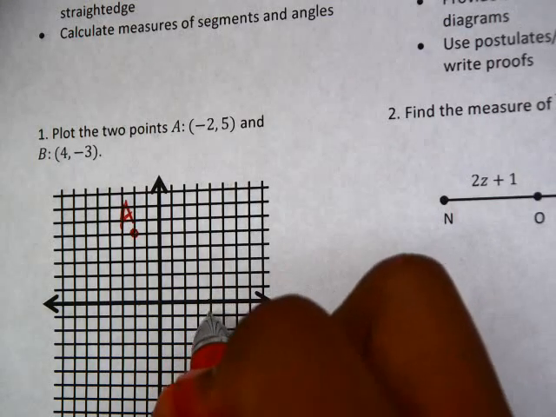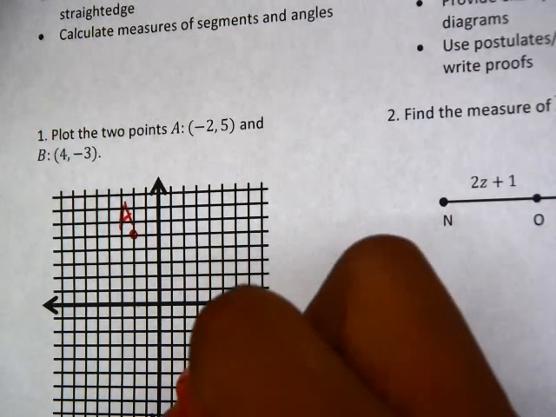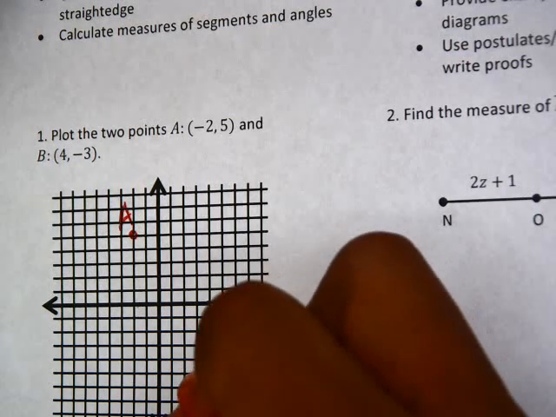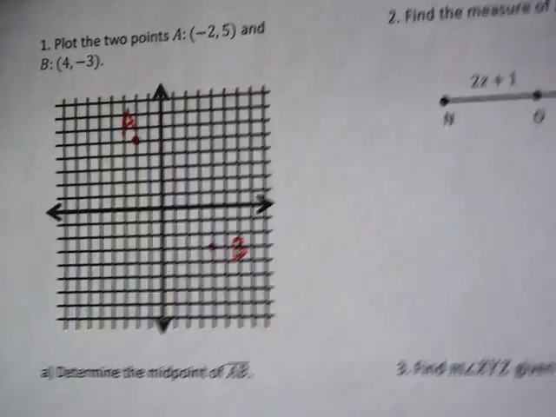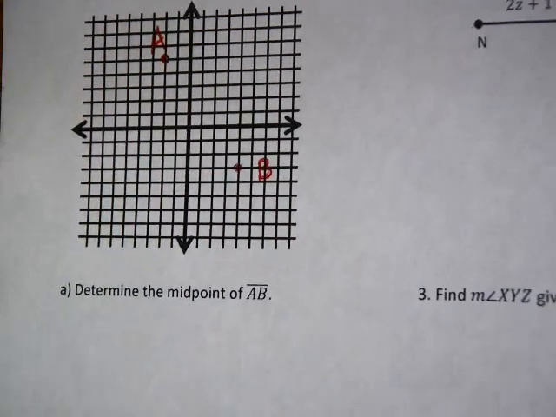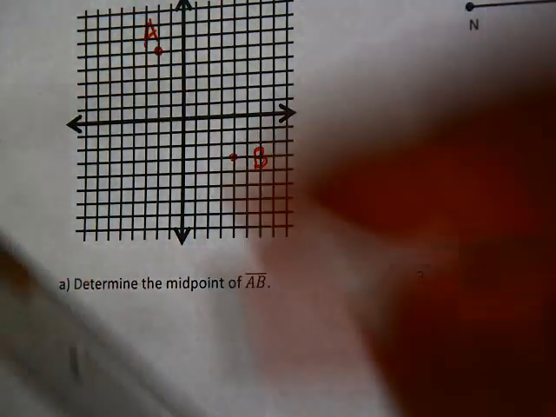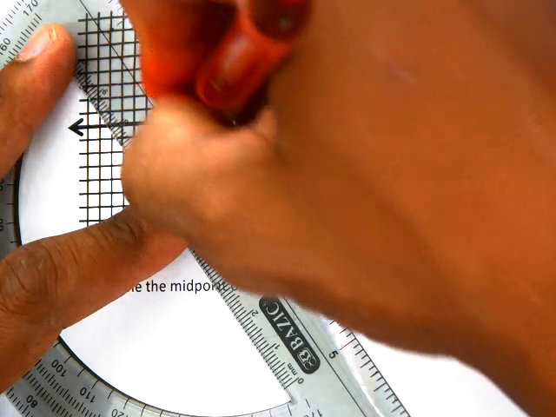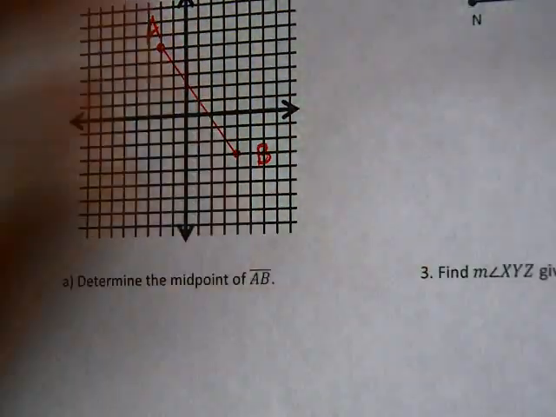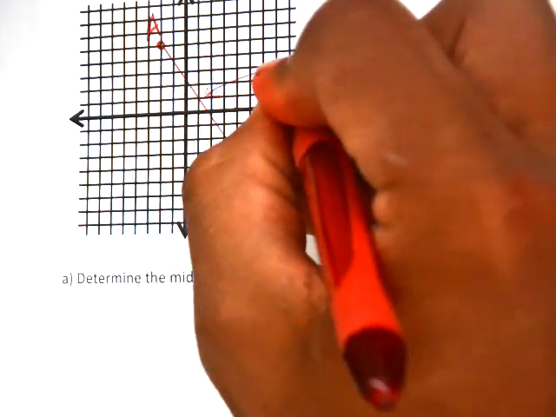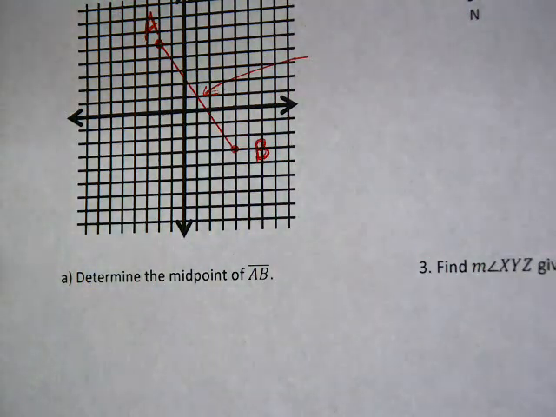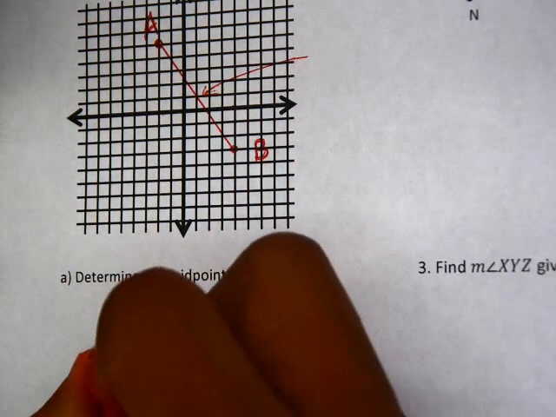B is at 4, negative 3, so 1, 2, 3, 4 to the right, and down 3. That's B. Now in part A of the problem and part B of the problem, I'm supposed to do different things. So in part A, I'm supposed to find the midpoint of the segment AB. So here's the segment AB. If I had to connect them, I'm going to find the point in the middle. So you can kind of look and see already where that point in the middle is. It looks right about here, but let's do the math and actually make sure.